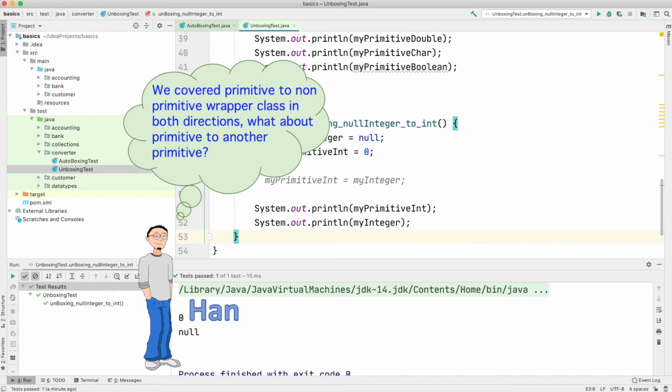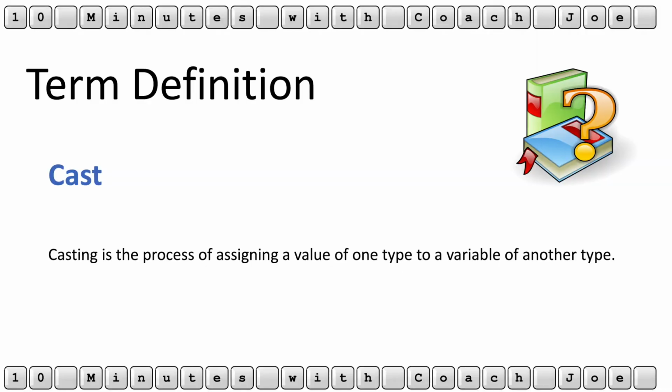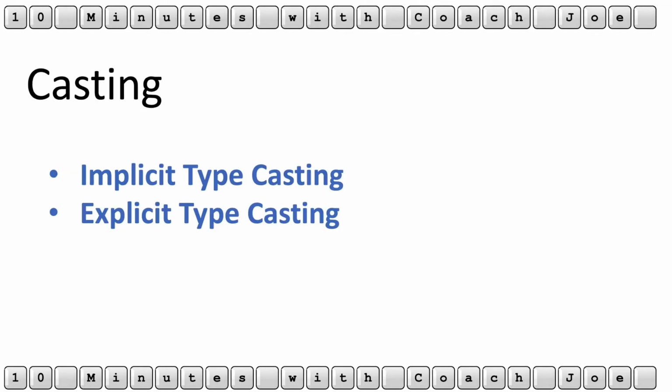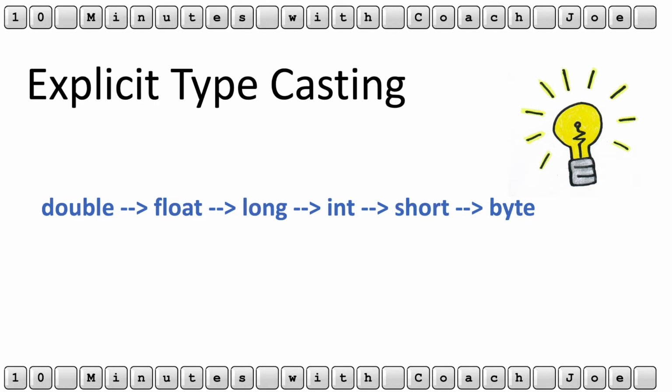Autoboxing and unboxing allows us an easy way to convert an int to an Integer and an Integer to an int. Converting one primitive to another primitive requires casting. In Lesson 7, we talked about casting. Casting is the process of assigning a value of one type to a variable of another type. There are two types of casting: implicit type casting and explicit type casting. Implicit type casting is converting a smaller primitive data type into a larger primitive data type. Explicit type casting is converting a larger primitive data type into a smaller primitive data type.